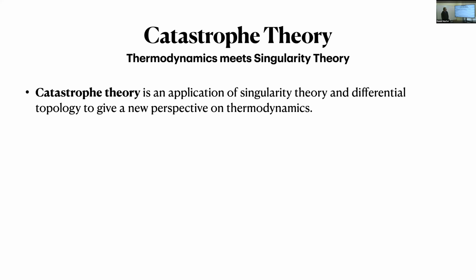So catastrophe theory is an application of singularity theory and differential topology to give a new mathematical perspective on thermodynamics. Obviously, there are other areas of mathematics that are relevant to thermodynamics, calculus, differential geometry, but catastrophe theory sort of focuses on a different set of concerns in thermodynamics to some of those other mathematical connections.